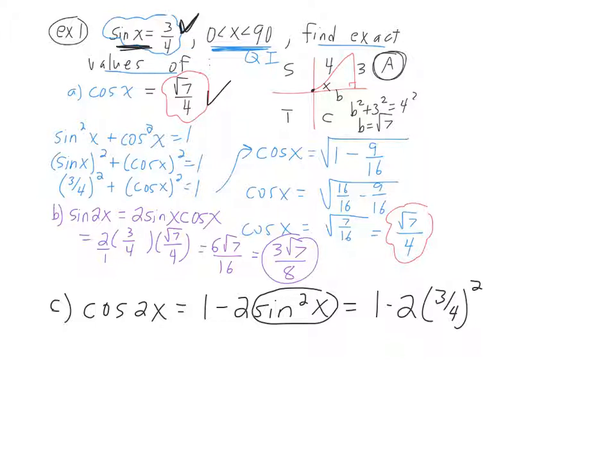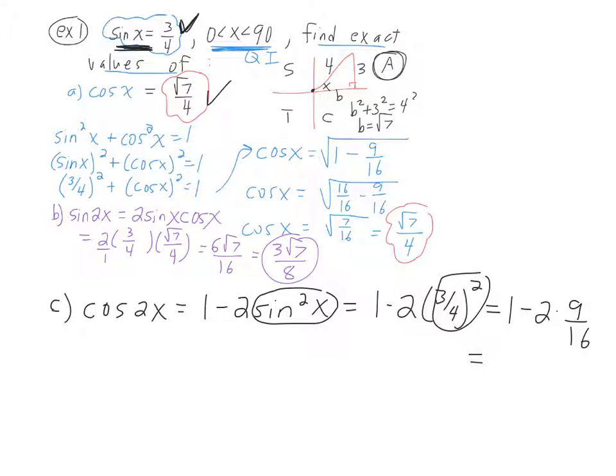All right, look back up here. The sine of x is 3/4. So the sine of x is replaced with 3/4. So from there, you have to remember your PEMDAS. So you have to do this first. Your power comes before multiplication. So that's going to be a 9 over 16.